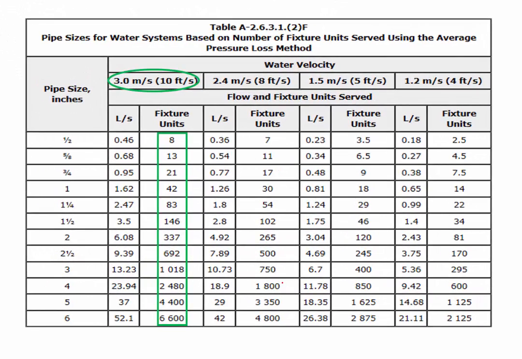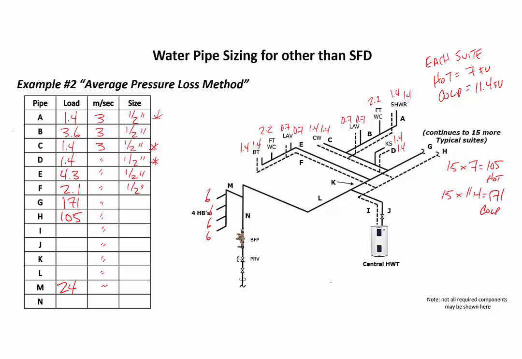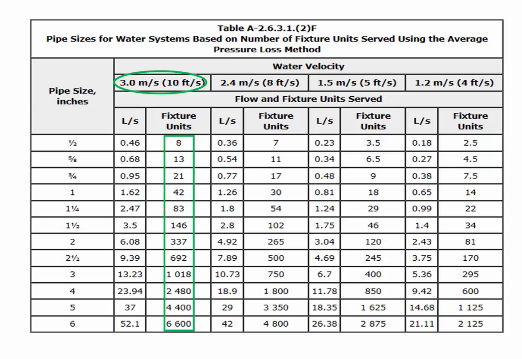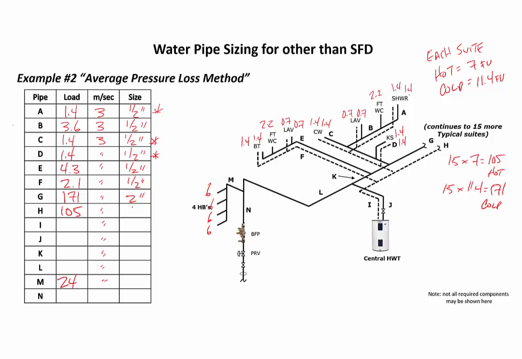Looking at the table for average pressure loss sizing, 171 fixture units is 2 inch, because we're going to exceed what 1.5 inch would allow. But we don't exceed what 2 inch allows at 337 fixture units. So for G, 2 inch. H is 105 fixture units. So for 105 fixture units, we exceed what 1.25 inch allows, but we're okay to use 1.5 inch for H.